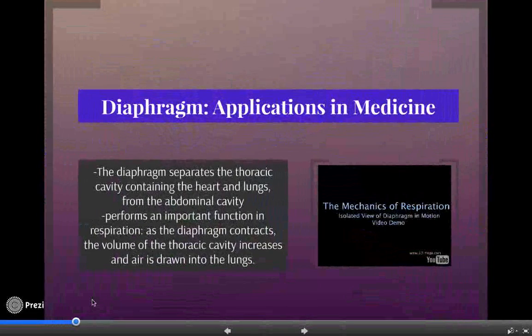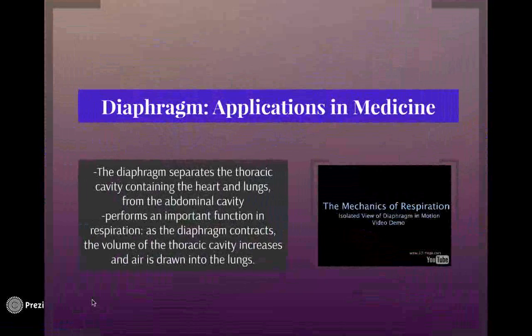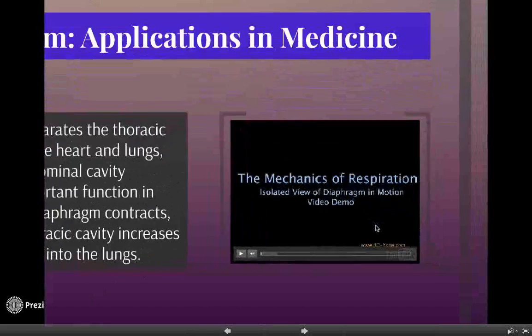We're going to continue with applications in medicine. The diaphragm is going to separate the thoracic cavity containing the heart and the lung from the abdominal cavity. It is also going to perform an important function in respiration. As the diaphragm contracts, the volume of the thoracic cavity increases, and the air is going to be drawn into the lungs.